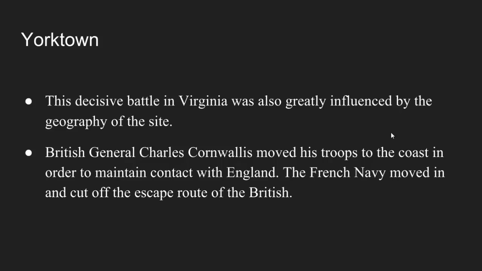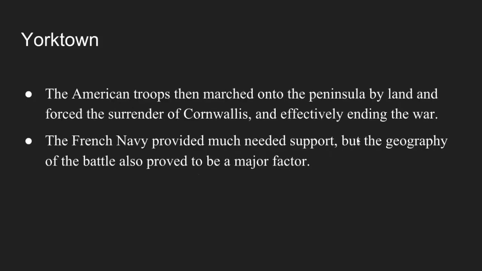So Cornwallis essentially allowed himself to be surrounded on land because he knew that he could just escape by sea. But the French Navy rolled in without him knowing it and cut off his escape route. And so, with the American troops marching onto the peninsula, they forced the surrender of Cornwallis, and this battle effectively ended the American Revolution. The French Navy provided much needed support for the colonists. As we said earlier, the colonists had no navy. So this was a huge advantage for them.